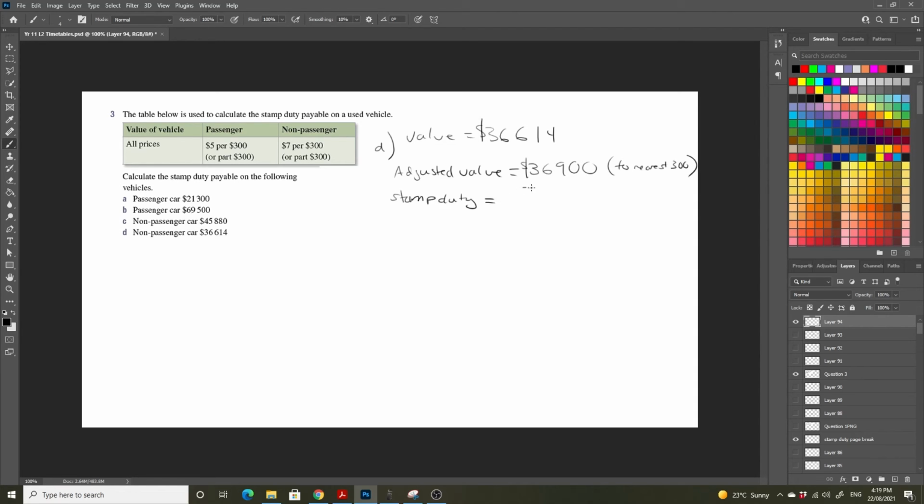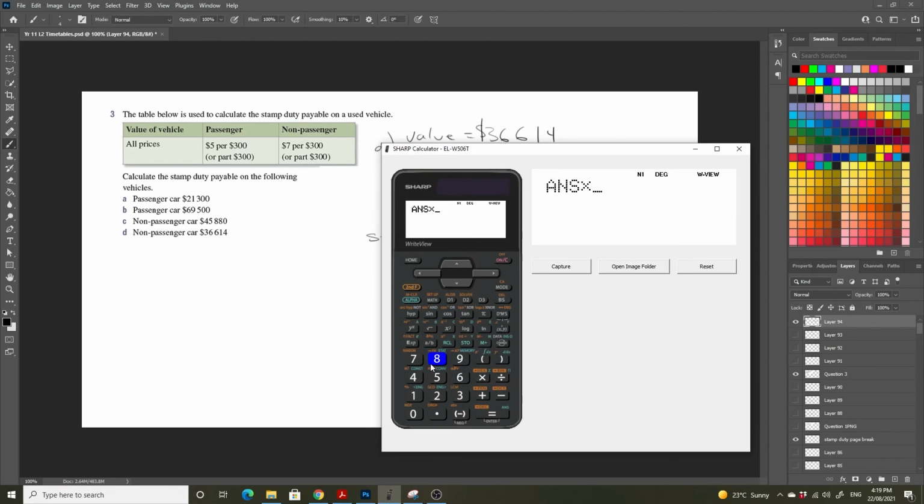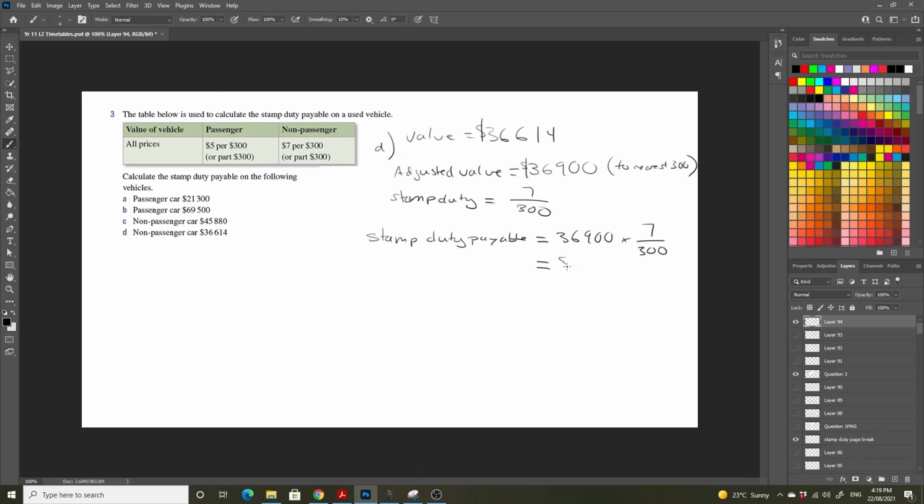Alright, then we need our stamp duty, which is going to be equal to 7 over 300, $7 per $300, and our stamp duty payable is going to be equal to 36,900 times 7 divided by 300, which is $861.